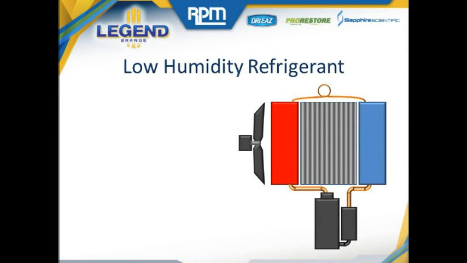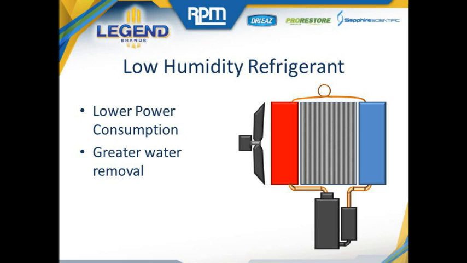In summary, low humidity refrigerant dehumidifiers offer a broad range of performance benefits. First, lower power consumption is necessary to produce the same or more water than a standard refrigerant. Additionally, we have a significant increase in the amount of water the dehumidifier is capable of removing. Finally, lower humidities are produced by the machine, allowing it to perform in conditions significantly drier than refrigerant dehumidifiers are characteristically able to perform.